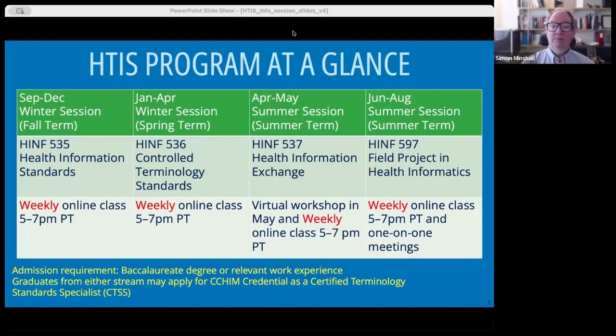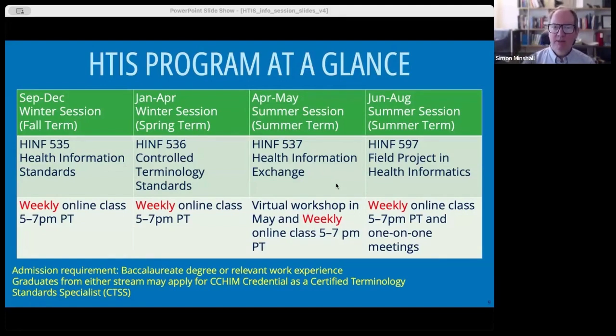That's followed on in the summer session by HINT 537, focusing on health information exchange. Health information exchange is all about interoperability. If you have your health information stored in one institution, how do you get the health information transferred to another in a way that's understandable and usable and efficient as well? And that is the key application. It's why we have standards. It's one of the reasons why we have standards. There are many.